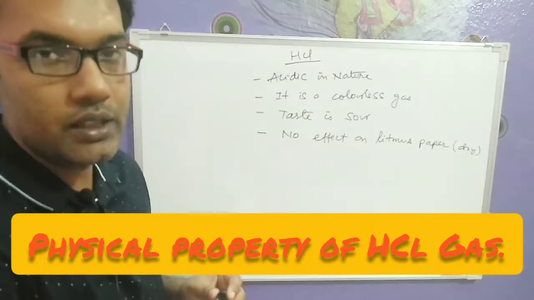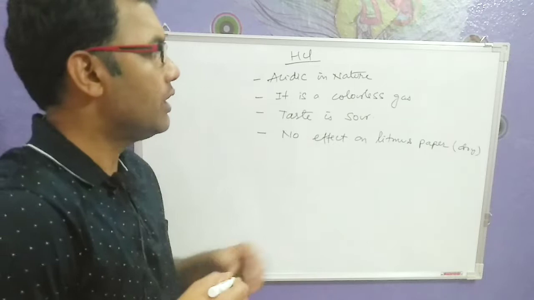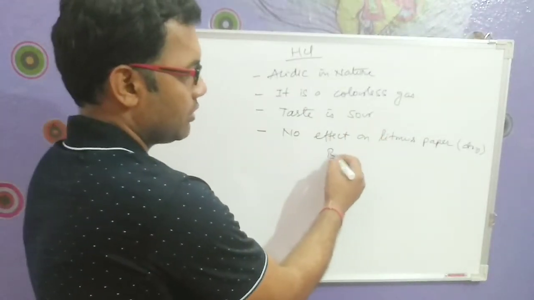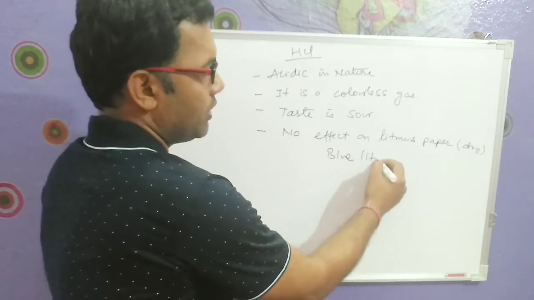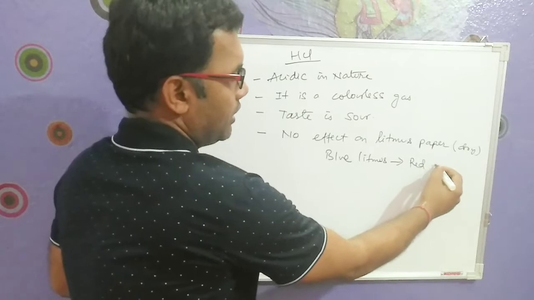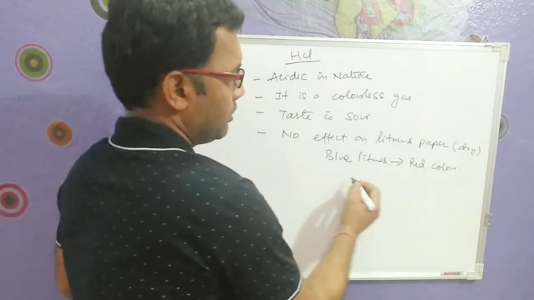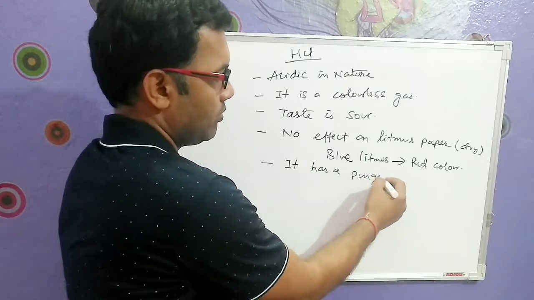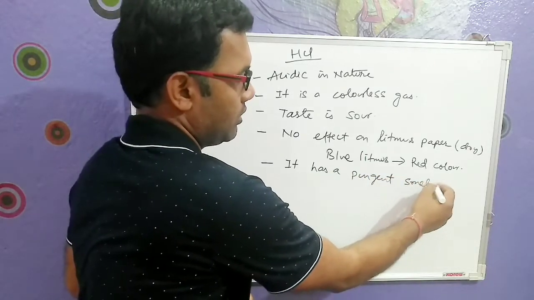But if we make the litmus paper wet, then this HCl, as it is acid, it will be converting blue litmus into red color. It has a pungent smell.